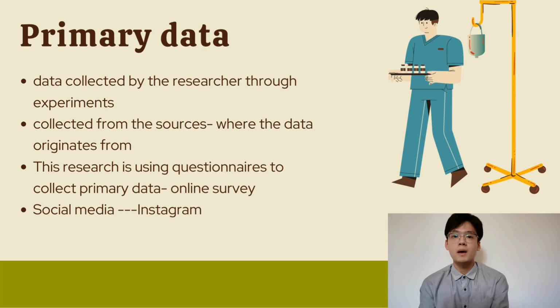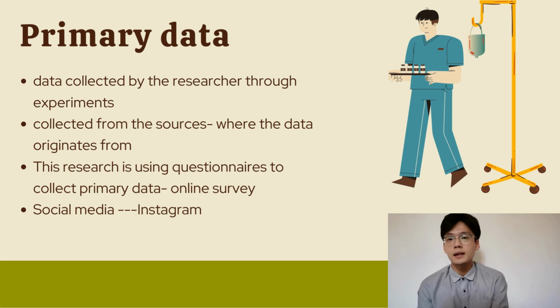Primary data. Primary data refers to a type of data that is collected by the researchers through experiment, interview, survey, and others. Primary data are usually collected from the sources where the data originate and are regarded as the best data in the research.